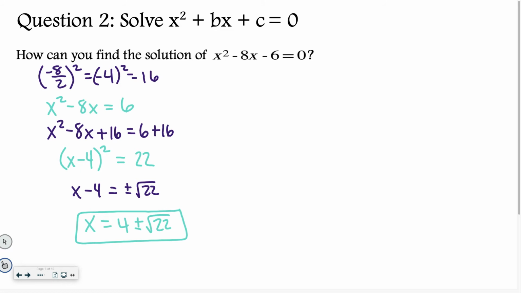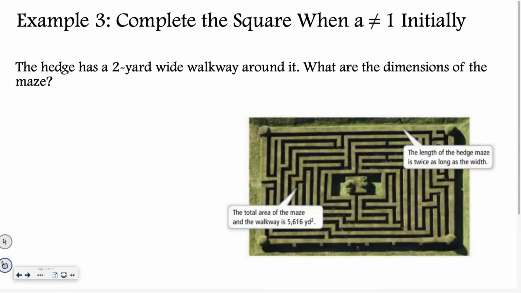And then you did the square root of both sides, so you had x minus 4 equals plus or minus the square root of 22. To get x by itself, you added 4 to both sides, so your answer was x equals 4 plus the square root of 22, or x equals 4 minus the square root of 22. If you have questions about that, please be sure to reach out for help. I am happy to help you. Let's move on to example 3.